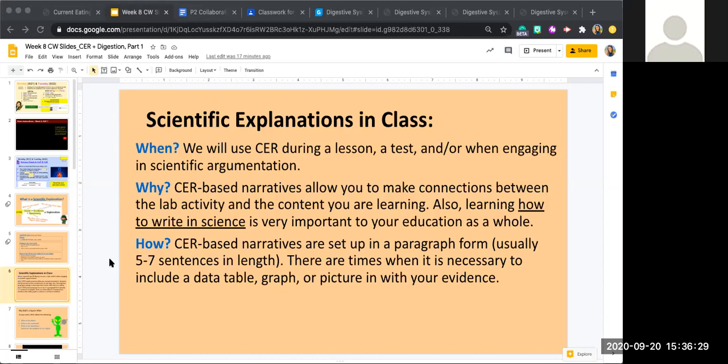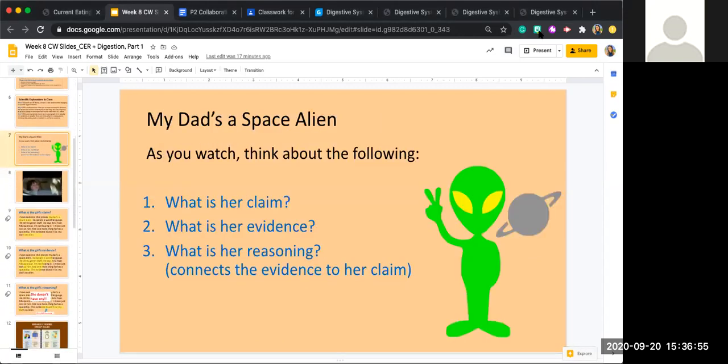So CER-based narratives are usually set up in paragraph form, 5 to 7 sentences in length, and there are times when it's necessary to include a data table, graph, or picture with your evidence. So today we are going to explore a fun kind of topic. So we're looking at my dad's a space alien.